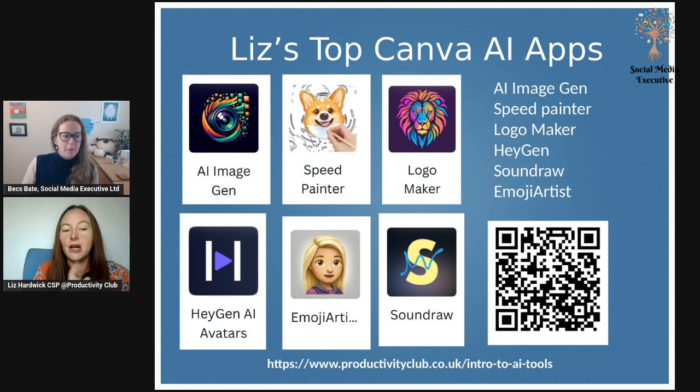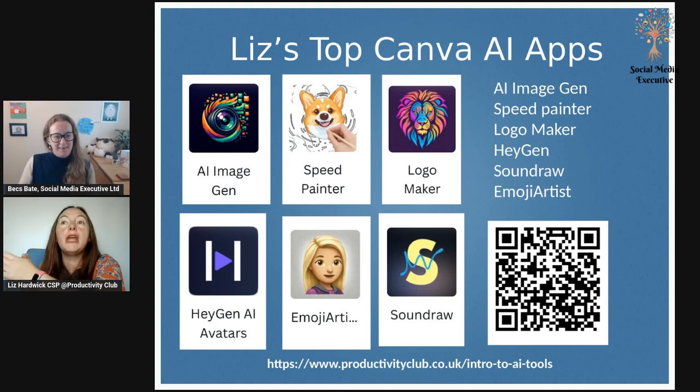HeyGen AI avatars. This is what I'm talking about in terms of third party. HeyGen is a completely separate third-party company that creates AI avatars. I've created one for you so you can have a little bit of a play. You can create your own. I think you get up to 3 free per month in HeyGen. You do have to set up a HeyGen account separately, but if you have a HeyGen free account and a Canva free account, you can link the 2 together with one of these AI apps. Emoji Artist, you're looking out for the icon specifically, so that girl with blonde hair. And Sound Draw, which is about creating audio.